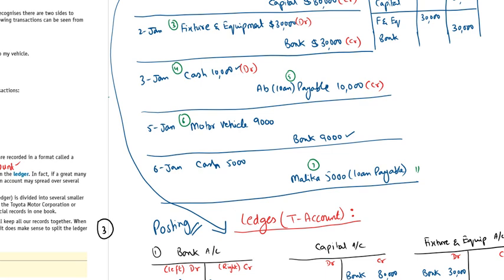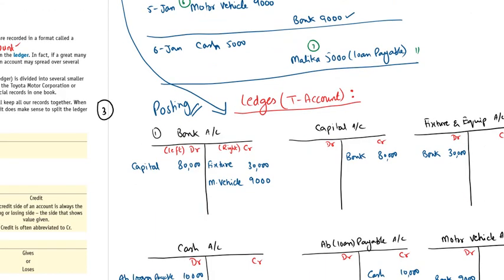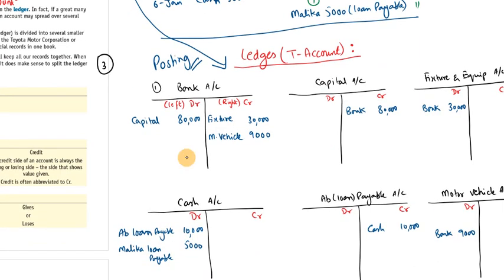So it's time to close the account. So it's time to close the ledger. How do we close the ledger? We will total the debit side and credit side, and whichever side is lesser, we will write the balance over there on the lower side of the account.